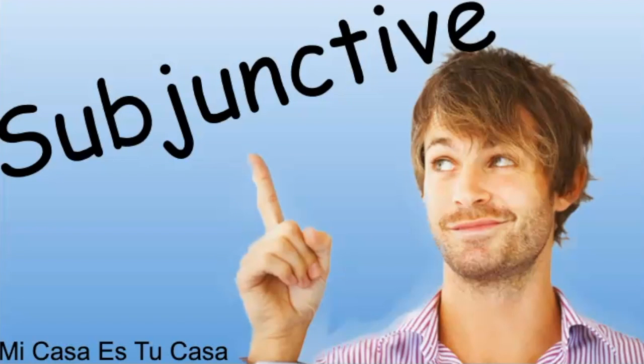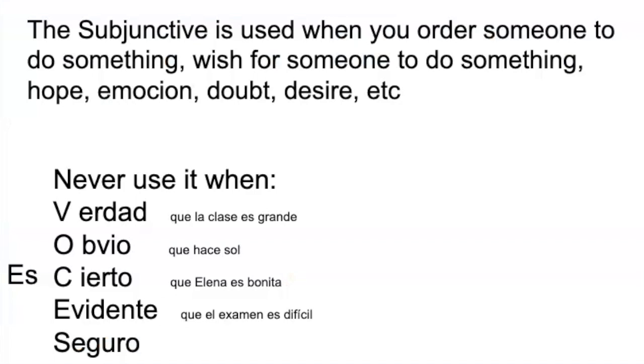But the two other main ones are the imperative, or the commands, so like "hazlo," do it, something like that. And the subjunctive, which we're going over today. So that's just something you should know. Basically the subjunctive, you use it when you want to order someone to do something, wish for someone to do something, hope for someone to do something, like when you're showing emotion, doubt, desire, etc. A lot of things like that. I'll go over it a little bit later too.